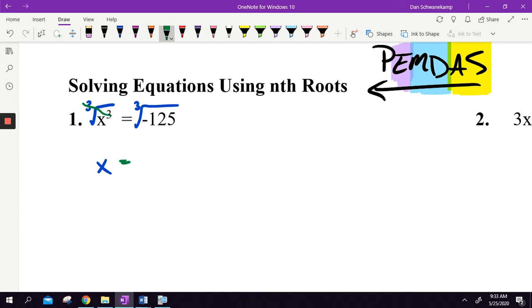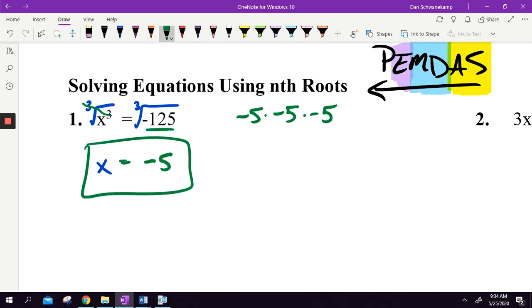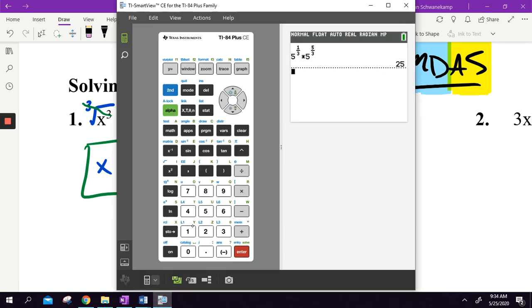And then on the right side, I'm saying, all right, what number multiplies together 3 times to get me -125? The answer to that is -5, because -5 times -5 times -5 gets me -125. This is my answer. All right, if you don't believe me, we could always do that in my calculator. I could go parentheses -125, and if I want to do 1/3 power, it gets me -5.